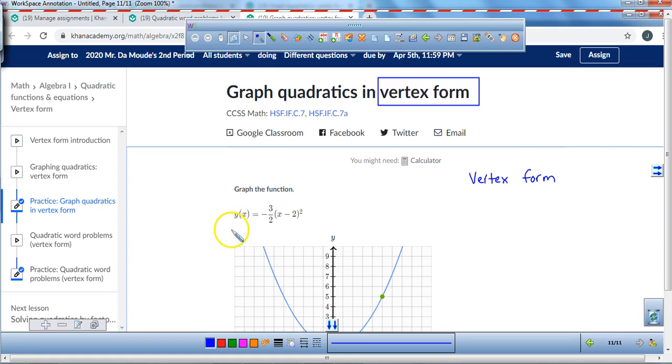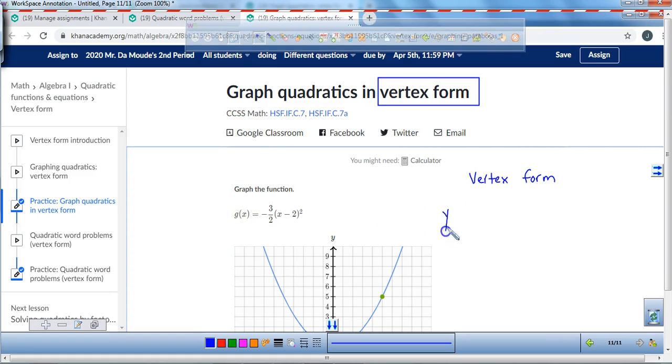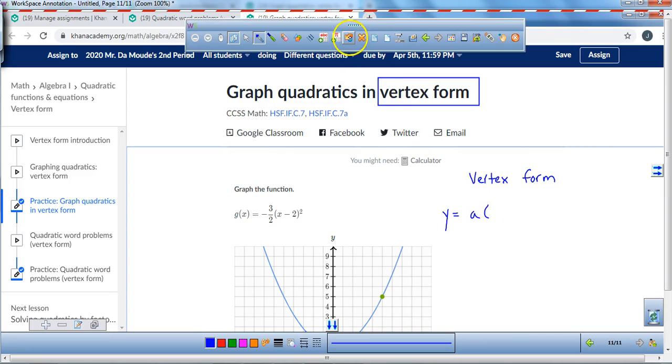It says g of x here, but I'm just going to go ahead and put y equals. Right now that's in function notation. But vertex form will be y equals a parentheses x minus h close parentheses squared plus k. This is vertex form.